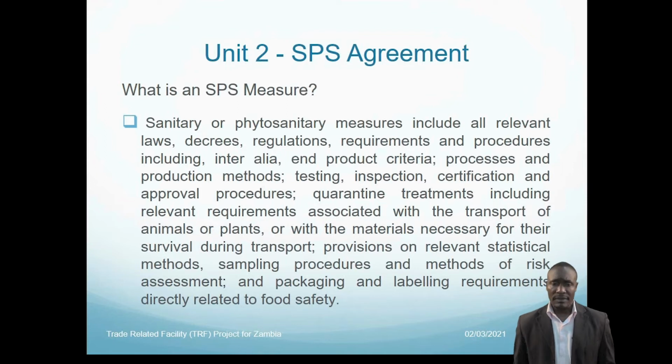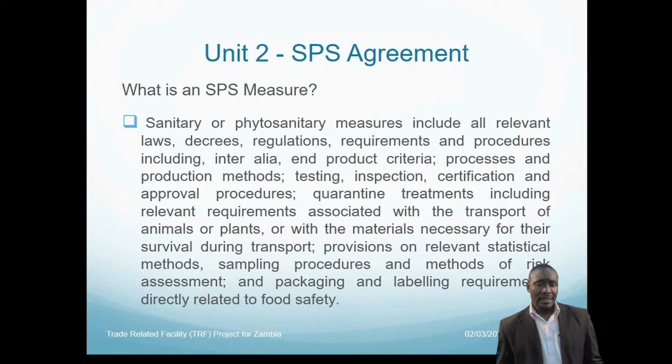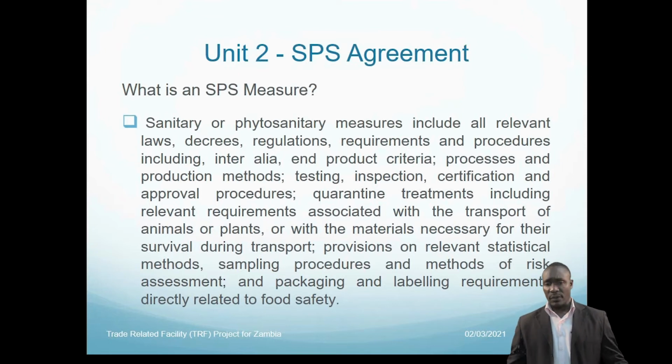Sometimes you can also look at things like treatment methods, quarantine, transportation, how you transport your animals, and how you do your sampling procedures, your risk assessments, and sometimes labeling requirements. But these have to be directly related to food safety.